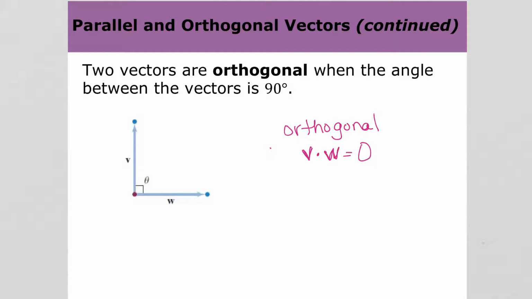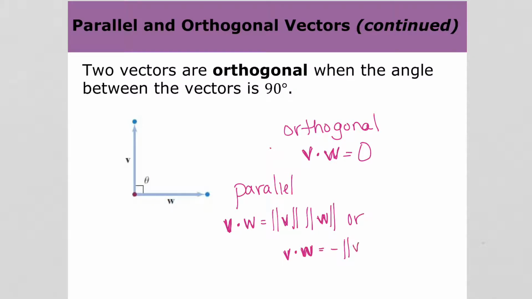If they're parallel, then either V dot W is equal to the magnitude of V times the magnitude of W, or V dot W, and this is in your notes, I just somehow left it off my slide, V dot W would be equal to negative the magnitude of V times the magnitude of W.